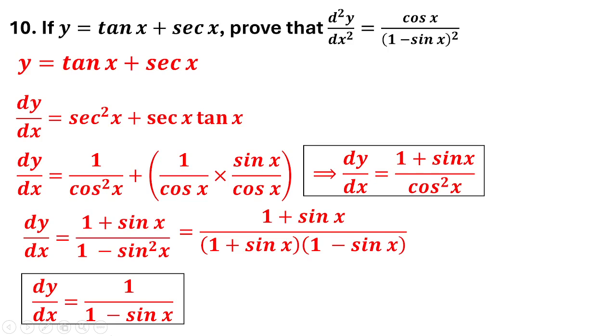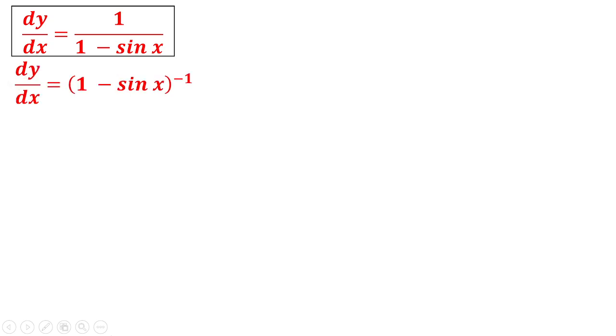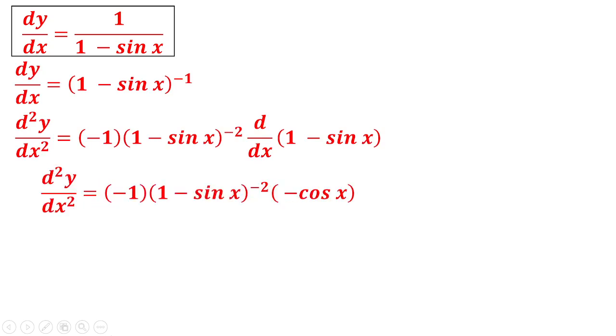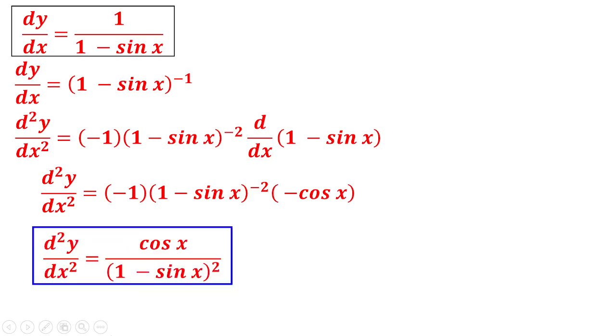If you don't simplify it and do the derivative directly, you may not get the required answer. So this is 1 minus sin x the whole power minus 1. You know the differentiation: minus 1 into whole power minus 2. Then you are getting the final answer as cos x upon 1 minus sin x the whole square.